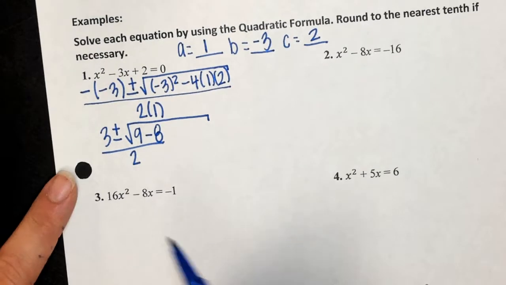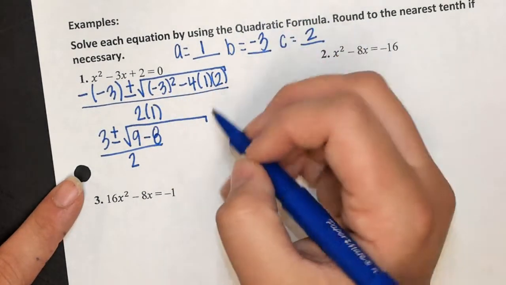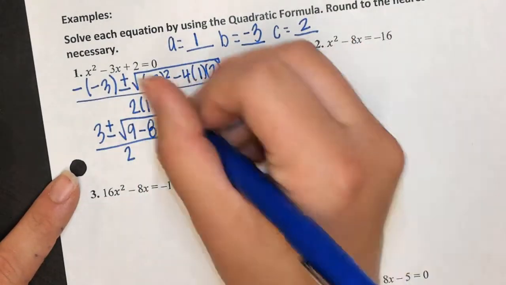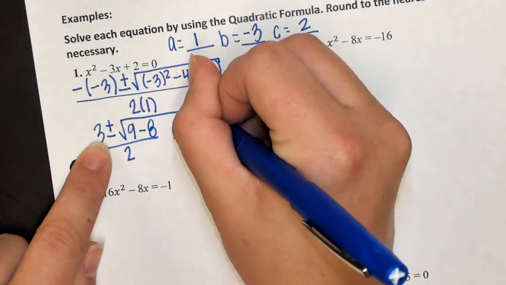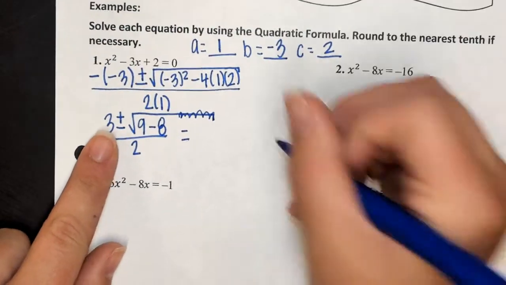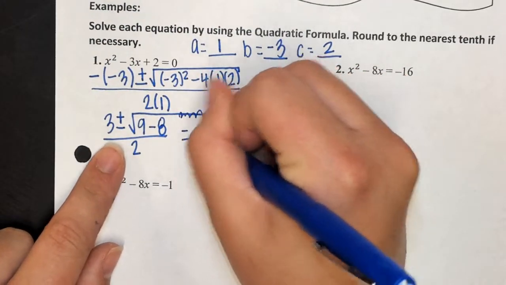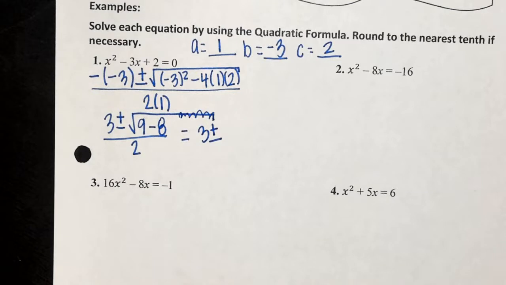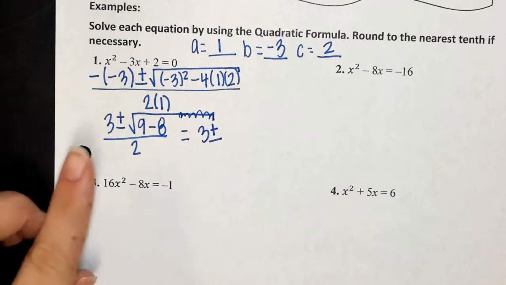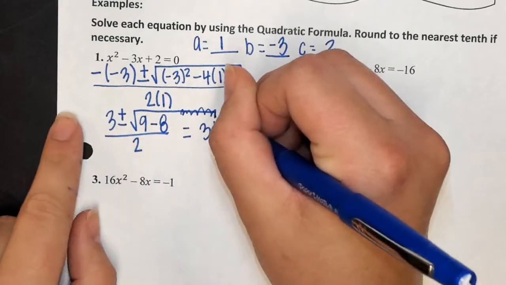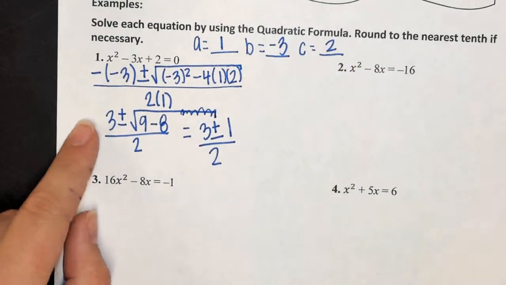Okay? Keep simplifying. We can't plug it in yet. I wish I wouldn't have written that so long. Okay, keep your 3. Ignore this. I just went too far. Keep your 3 plus or minus. What is 9 minus 8? Positive 1. What's the square root of 1? 1. 9 minus 8 is 1. The square root of 1 is 1. So all we have left is 3 plus or minus 1 divided by 2.